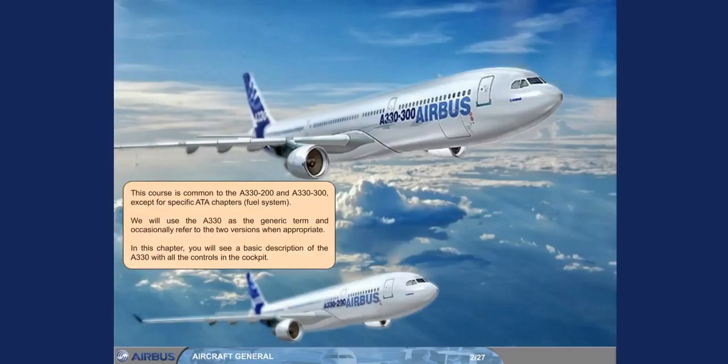This course is common to the A330-200 and A330-300, except for specific ATA chapters, fuel system. We will use the A330 as the generic term and occasionally refer to the two versions when appropriate. In this chapter, you will see a basic description of the A330 with all the controls in the cockpit.